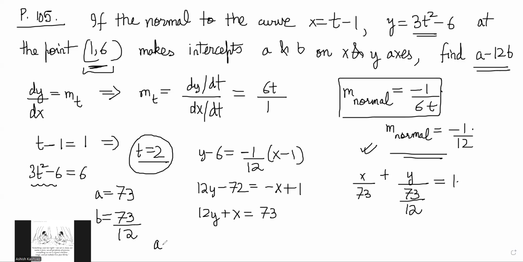And now we can find a minus 12b. And a is 73 minus 12 times b, which is 73 by 12. So a minus 12b is going to be equal to 0. So a very straightforward problem, simple problem on parametric differentiation. So you should be able to do that. Let's move on to the next one.